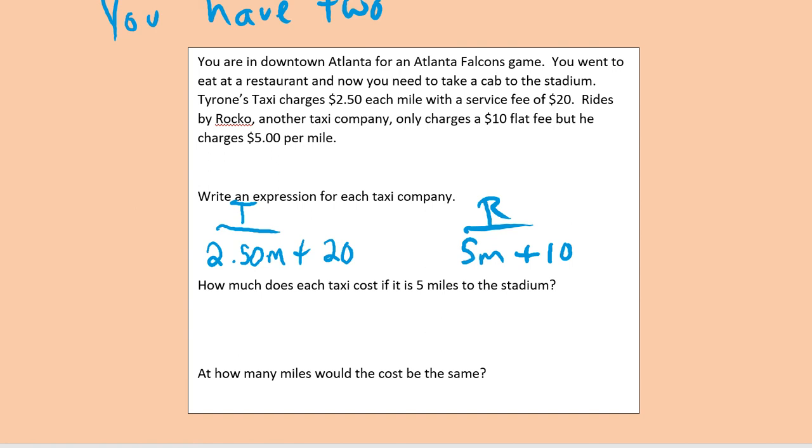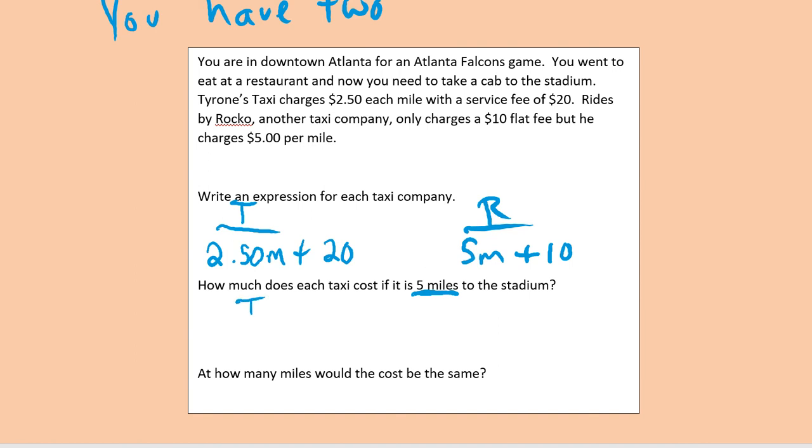This says, how much does each taxi cost? If it says how much, we're looking for a quantity in dollars, okay? If you get -10 as your answer, you did something wrong. You can't have negative dollars. You can owe $10, but it's not like you can hand somebody a negative $10 bill. You can't get an answer here that's negative. All right. So if it says how much does each taxi cost if it is 5 miles to the stadium, well, it's 5 miles. We used M for a very specific reason because that stands for miles. You're going to put 5 in for M, and you're going to see how much it costs for both companies.